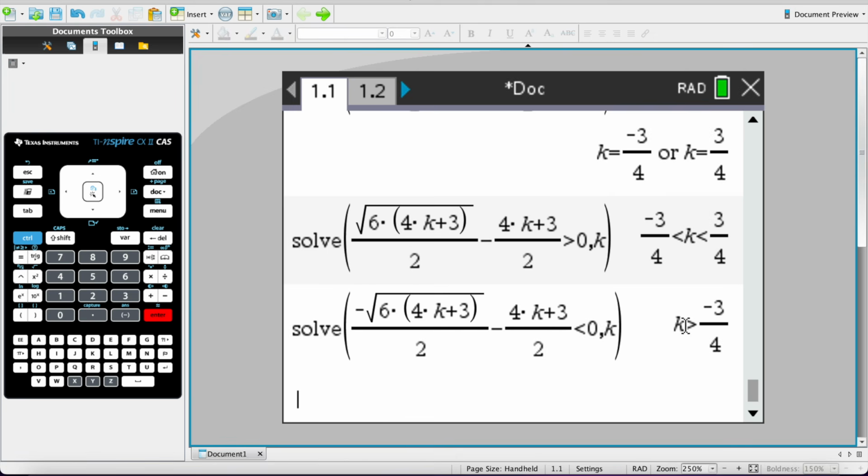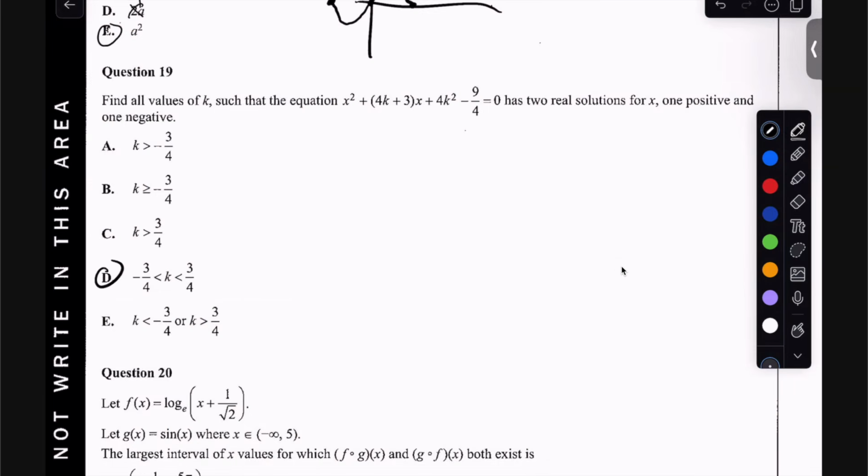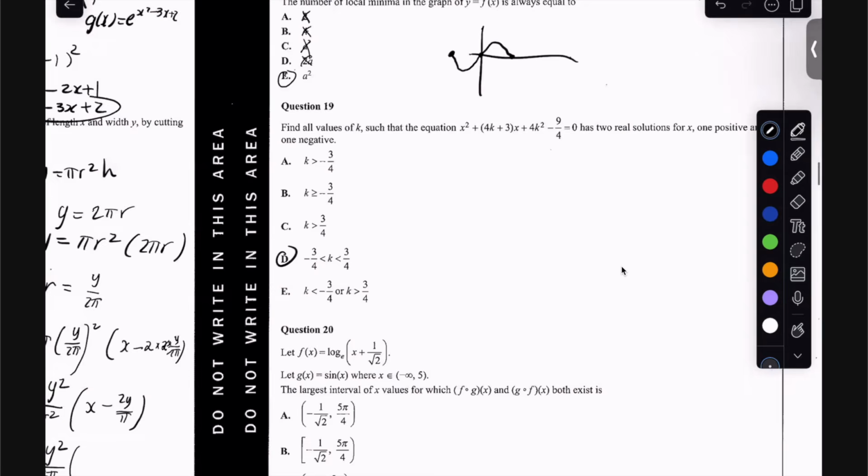And we get k is greater than -3/4. So that's just the intersection between the two. And that would look like the answer is D. Yeah. Last question, usually hard.